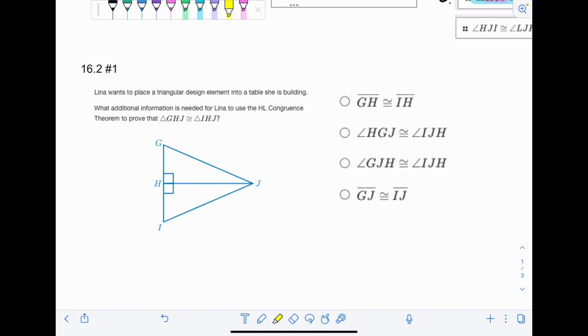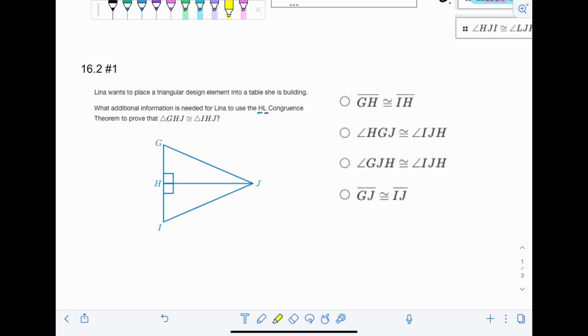So the hypotenuse leg congruence theorem only works for right triangles because right triangles are the only ones that have a hypotenuse. We have our right angle, so that's good. These are both right triangles, and then we need the hypotenuse. We need a leg. A leg is just a side that's not the hypotenuse in a right triangle. We need those to be congruent and corresponding to be able to prove.